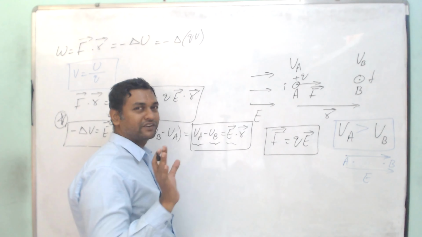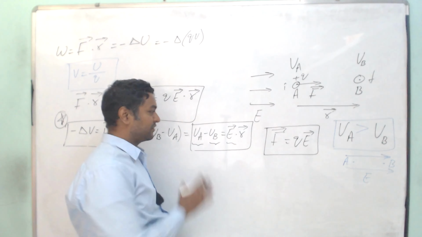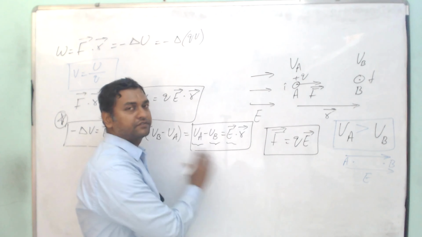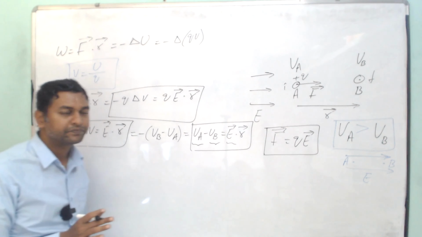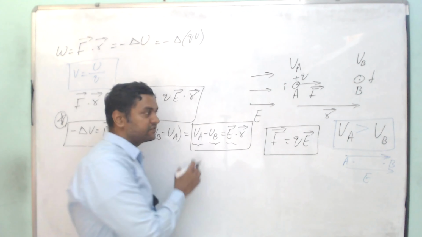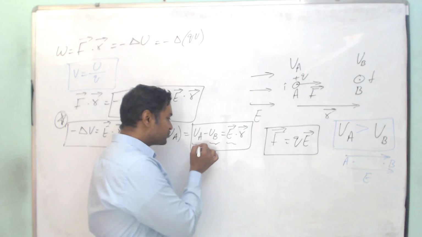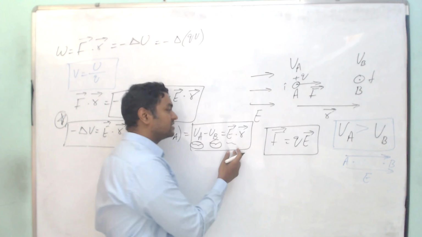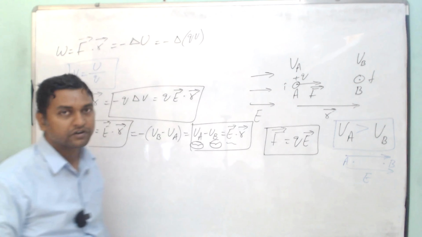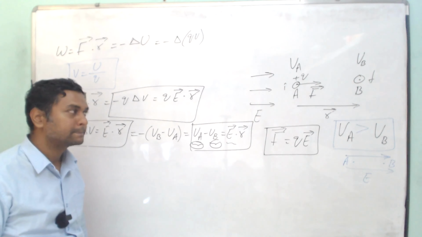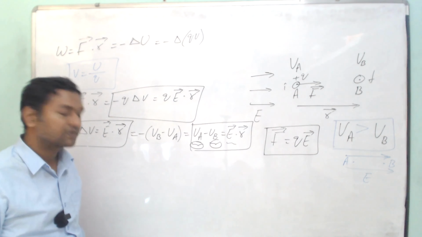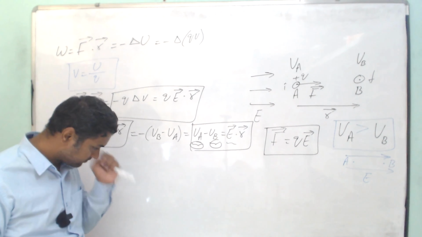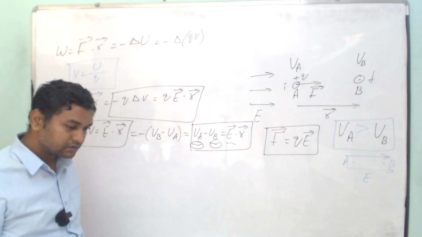Are you getting my point? Yes, sir. If I talk of numbers, 50 is equal to 50, no problem. But if I look at the physics point of view, I am trying to show that I am going from higher minus lower on the LHS is equal to electric field dot product with the displacement. Is it clear? Yes, sir.